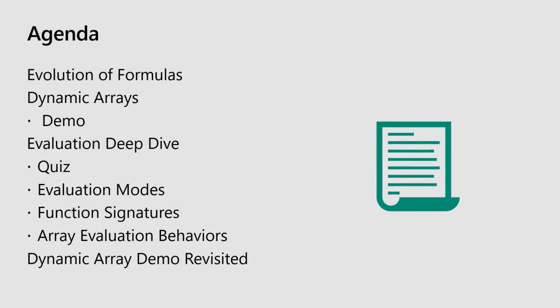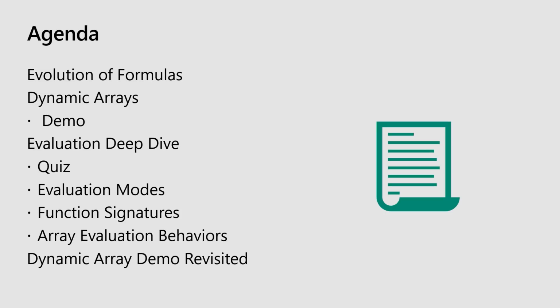So this is our agenda. We're going to kick off. We're going to take a look at the evolution of formulas in Excel. Excel's been around for a long time, so there's a bit of a timeline. We're going to talk about dynamic arrays. I'm going to give you a demo. You may have seen that demo a few times. Bear with me. Not everyone in this room has seen it, so we're going to go through that demo.